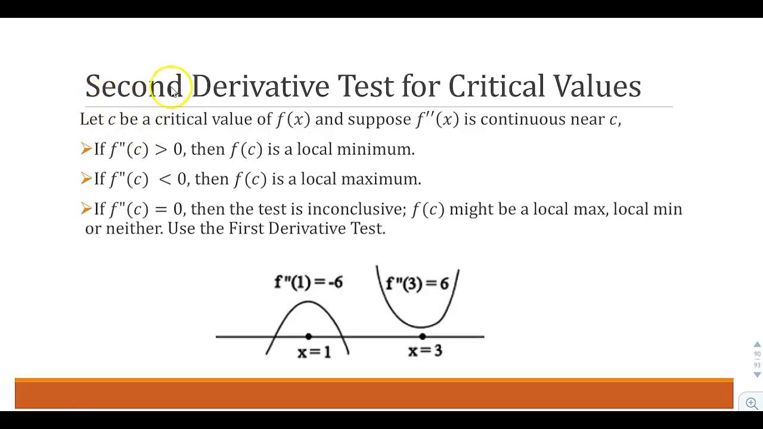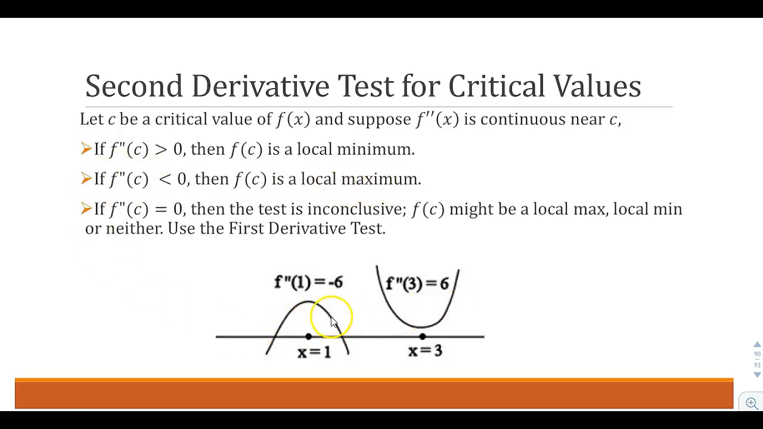Now let's look at the second derivative test for critical values. So we're going to have c be a critical value, again, of f of x, and suppose the second derivative is continuous near c. If the second derivative at the critical value c is positive, then f of c is a local minimum. If the second derivative at c is negative, then f of c is a local maximum.